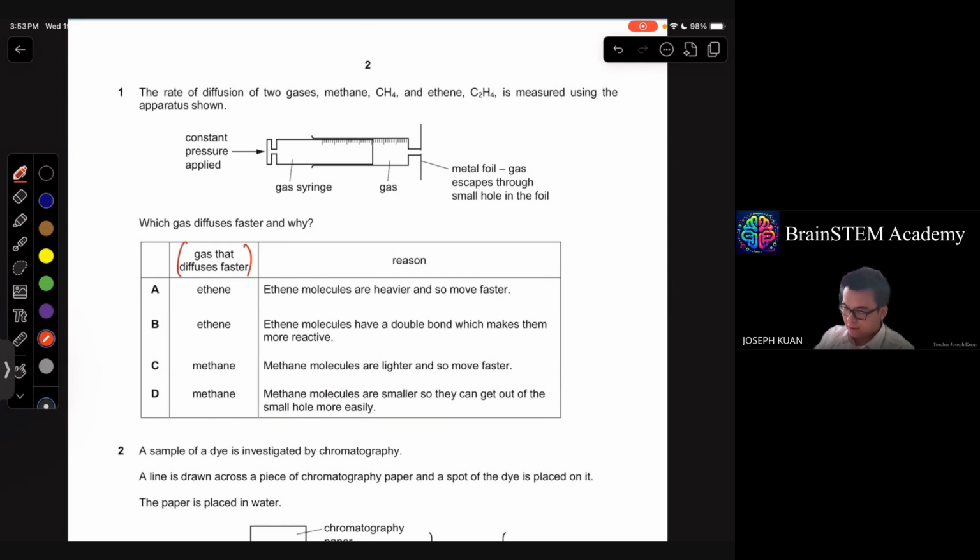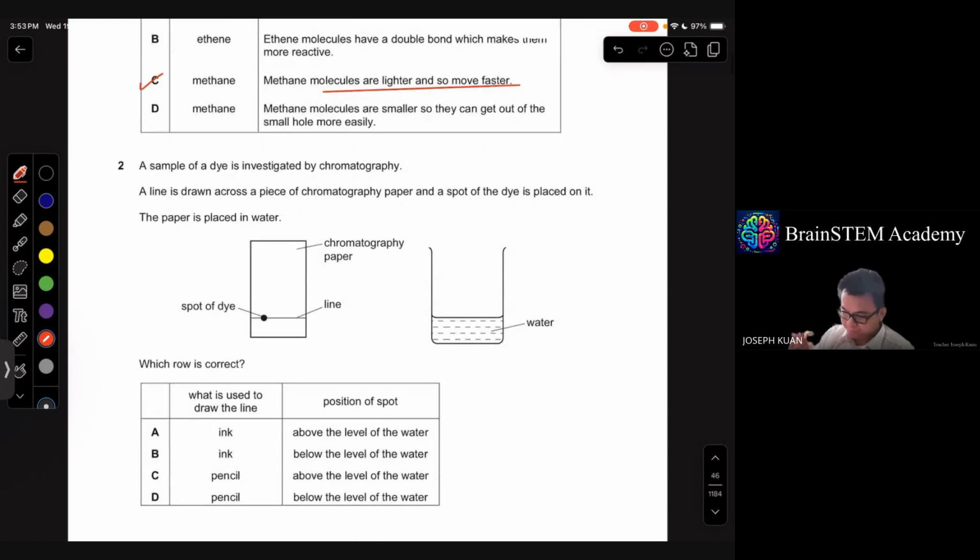The gas that diffuses faster will be the gas that is lighter. And if you were to calculate the mass using the periodic table, methane has a relative mass of 12 plus 4, which is 16, whereas ethene has a relative mass of 12 times 2 plus 4, which is equivalent to 28. All right, so it means that our ethene molecule is heavier and our methane is lighter. So answer is C. Methane molecules are lighter and so they move faster.